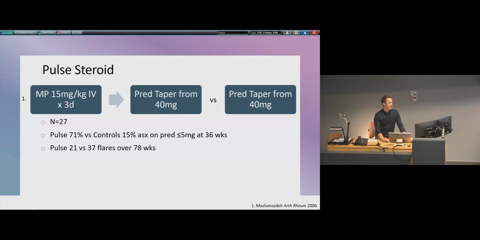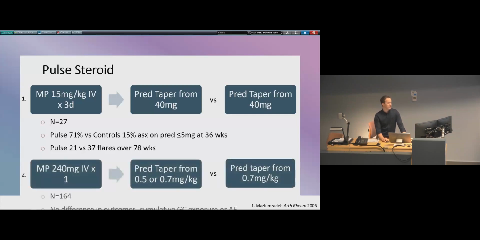and they had more patients asymptomatic at low dose pred at 36 weeks. The other study was only about a 250 milligram pulse, followed by a fairly conventional 40 to 60 milligram taper versus taper alone with prednisone. And this was 160 patients, with no significant difference in outcomes, cumulative glucocorticoid exposure, or adverse events, with the understanding this was a limited time frame.